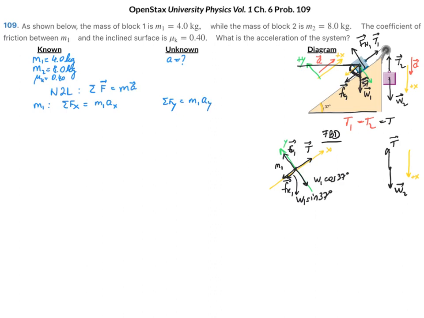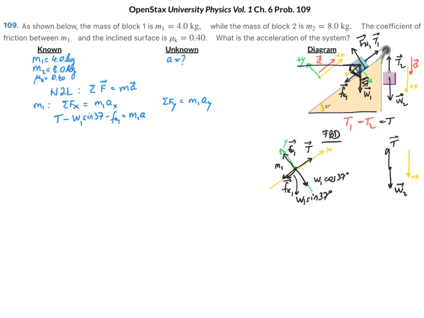So in the x direction, the forces that I have are tension going in the positive x direction, and I have two forces going in the negative x direction. So I will write tension as a positive force in the positive x direction minus W1 sine 37 minus the friction force, Fk1, is equal to m1 times the acceleration.